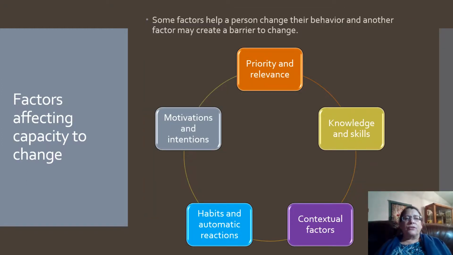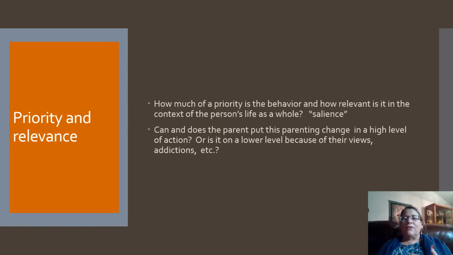So the factors that go into assessment. We look at the priority and relevance of the parent, their knowledge and skills, their motivations and intentions, the habits that they have with automatic reactions, and contextual factors. These are the 5 components that go into assessing the capacity for change. And you can even apply these going back to yourself.